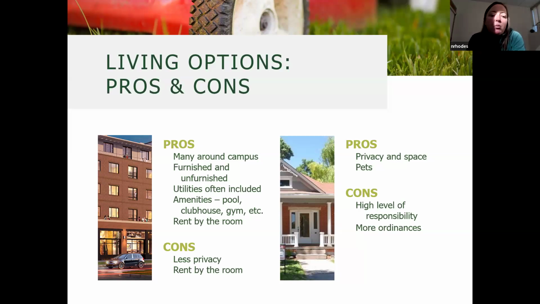I already talked about rent by the room. Again, there's pros and cons to rent by the room. And an apartment complex, at least in comparison to a house, has less privacy. You share walls, you share hallways, it just has less privacy. If you do want to live in a house, you generally have more privacy because you're not sharing walls with your neighbors and you have more space. You most likely have a backyard, front yard, etc. You are also more likely to be able to have pets. Not every house will allow you to have pets, but it is much more common than if you were to rent in an apartment complex.